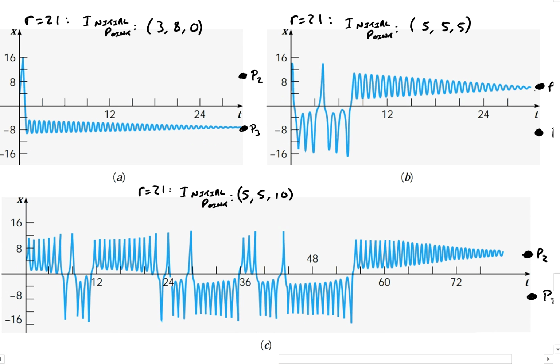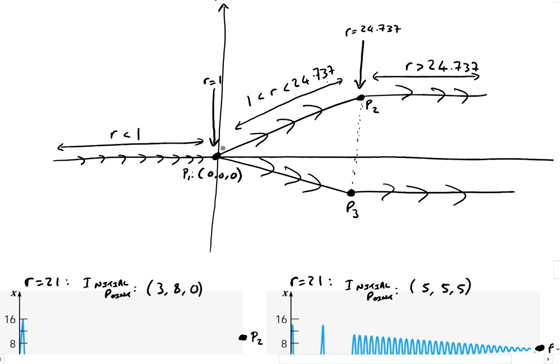So let's now change R equals 21. We're now considering this point here, the point where we would expect this bifurcation to happen, these two paths. It's a bit like varying the initial condition ever so slightly. We vary the initial condition and consider this point, where we're heading towards either P2 or P3.